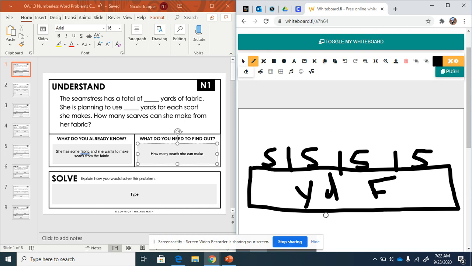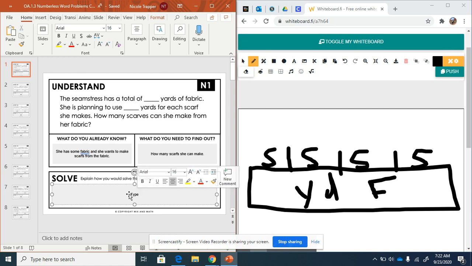So if she's breaking up a big piece and dividing it into equal groups of smaller pieces, I know that I would have to divide to figure out that problem. So to solve it, I would take the total number of yards and divide it by the yards for each scarf. That's how I'd find my answer.